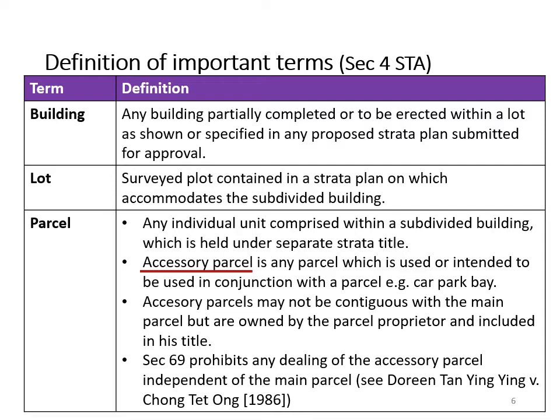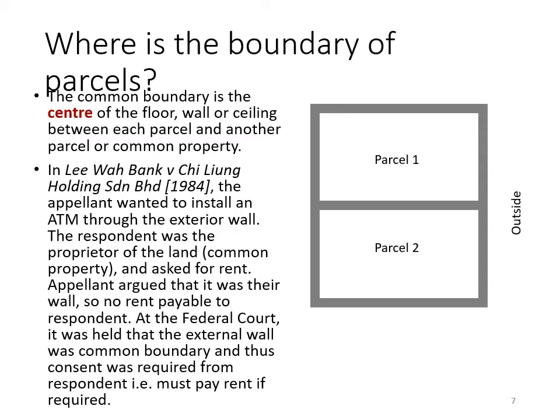The next slide shows you the boundary of the parcels. Let me just draw. You can see there, here. The boundary is in the middle, right? You can see very clearly the boundary is in the middle. So it says there the common boundary is the center of the floor, wall or ceiling between each parcel and another parcel or common property. So it can be in between the wall, between the floor, and between the ceiling. The middle line.